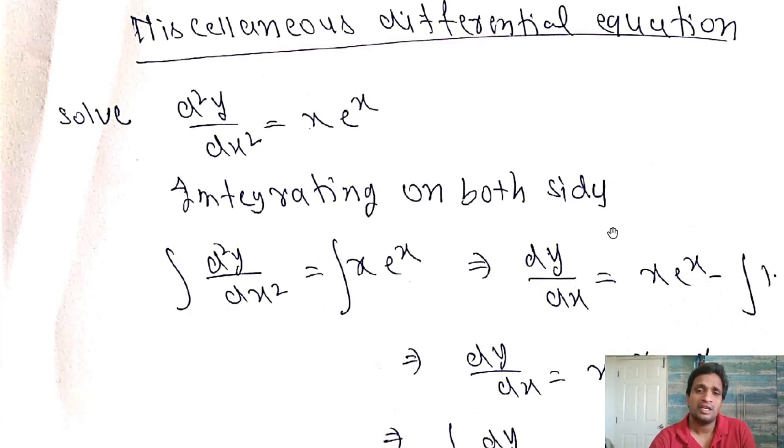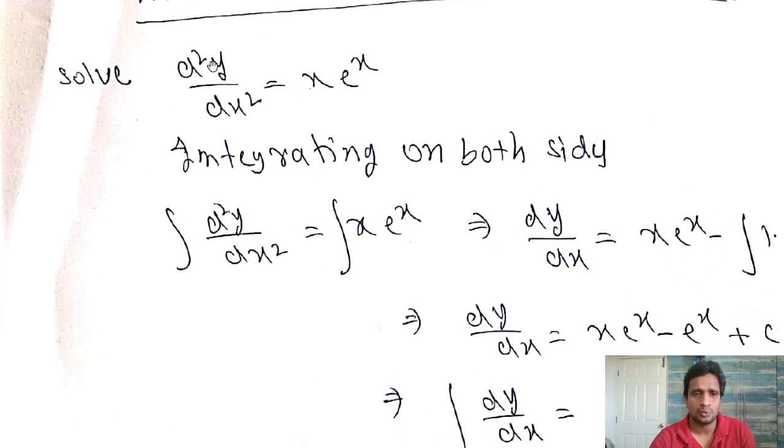So what I am doing here, the differential equation is of order 2, so we'll get two constants. Both sides I am integrating d square y by dx square, x e power x. D square y by dx square becomes dy by dx, and x e power x becomes, by applying integration by parts, x into e power x minus 1 into e power x. So x into e power x minus, actually here the differentiation of x is 1, so minus the integration of e power x, same as it is, plus c1.